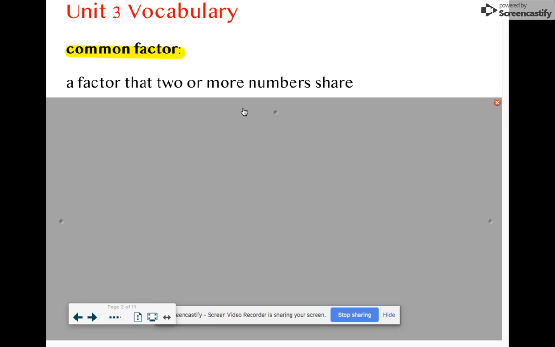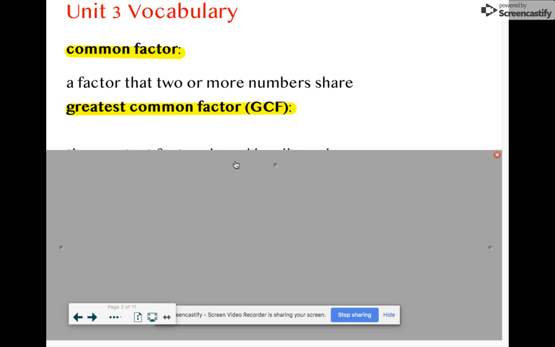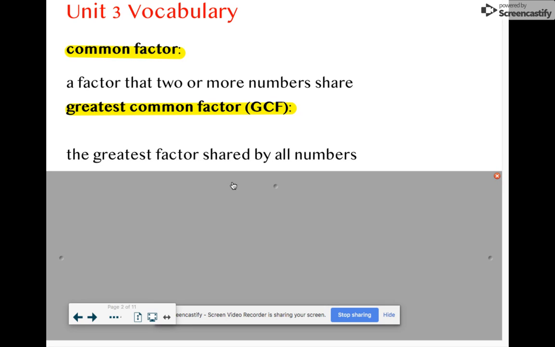If I'm finding the factors of 6 and 10, I would list all the factors and then I would have to see what they have in common. With that too, you might be able to find the greatest common factor. If I had 6 and 10, I would have to find the biggest number, or the greatest number, that both of those numbers share.